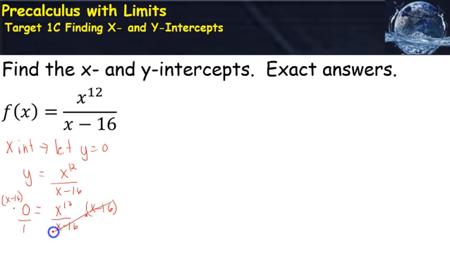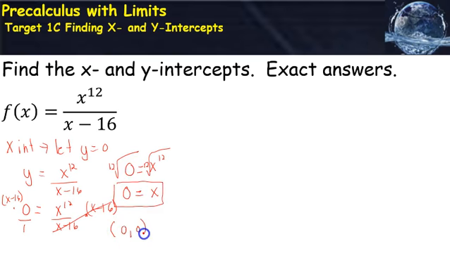And these x minus 16s cancel, and I have 0 times x minus 16, which is just going to be 0. So I end up with 0 equaling x to the 12th. And then to solve for x to the 12th, I have to do the opposite of raising to the 12th, which is taking the 12th root. So I'm going to take the 12th root of both sides. I get x, and the 12th root of 0 is just 0. So I get x equals 0. So my x-intercept is (0, 0).